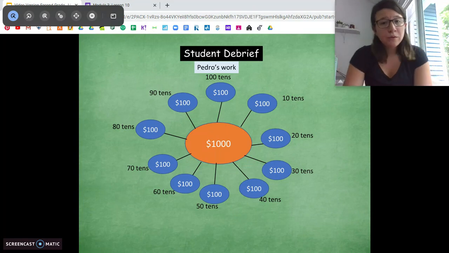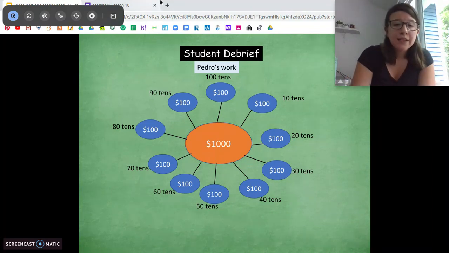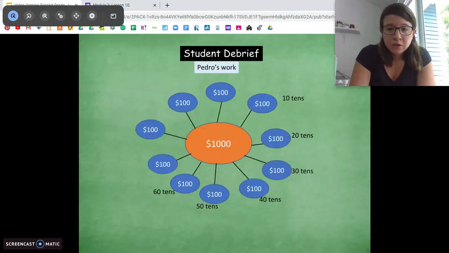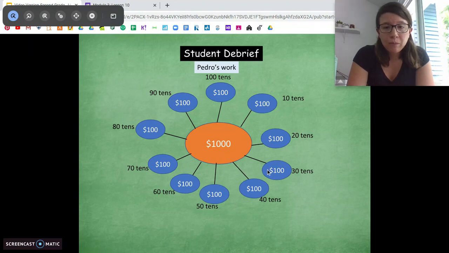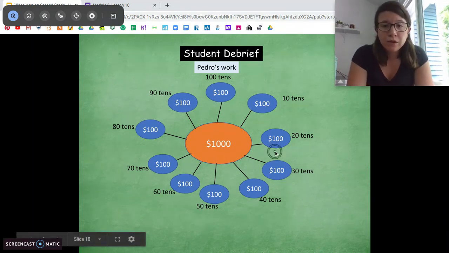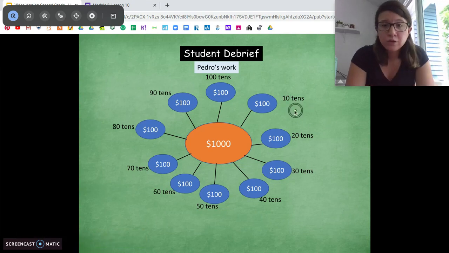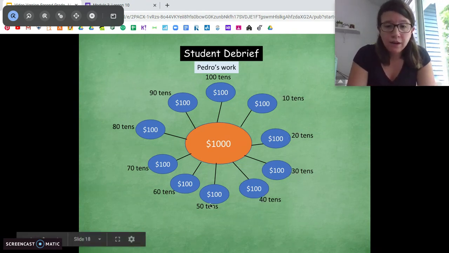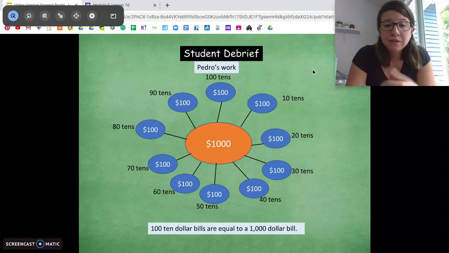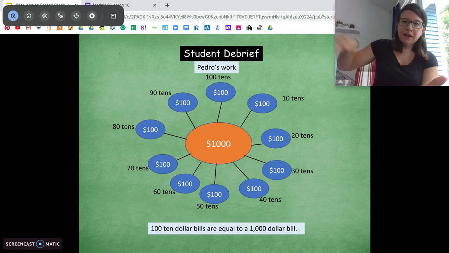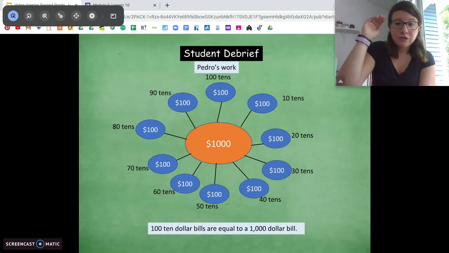Good. So to me, looks like Pedro made a number bond. And what he did was similar to what Brandon did in counting by hundreds. So he counted how many 100s are going to equal 1,000. 1, 2, 3, 4, 5, 6, 7, 8, 9, 10. And then he broke that down. He knows there are 10 tens in each 100. So he said 10, 20, 30, 40, 50, 60, 70, 80, 90, 100. He broke down each of the sets of 100 and counted by tens because he knows there's 10 tens in each 100, counted around his number bond and got to 100 tens.